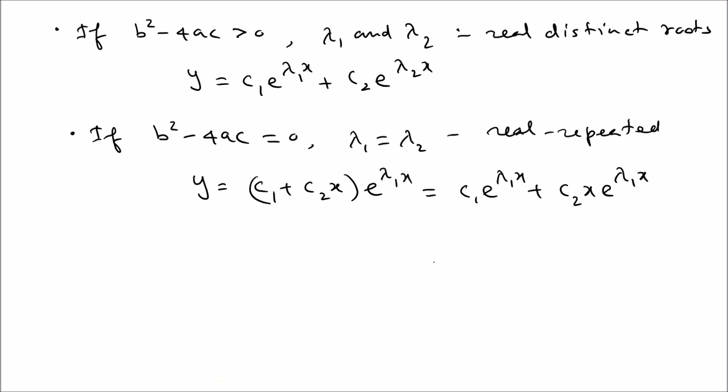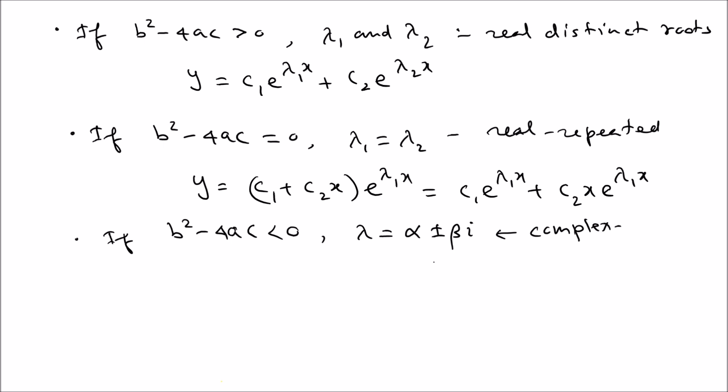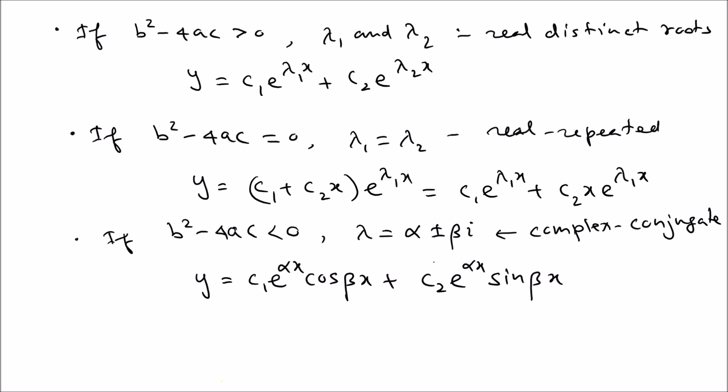And the third case, if b squared minus 4ac is negative, your lambda can be written as alpha plus or minus beta i. This is what we call the complex conjugate situation. In that case, your y has the form c1 e to the alpha x cosine beta x plus c2 e to the alpha x sine beta x. We have a cosine and a sine term. So those are the three cases that we want to remember.